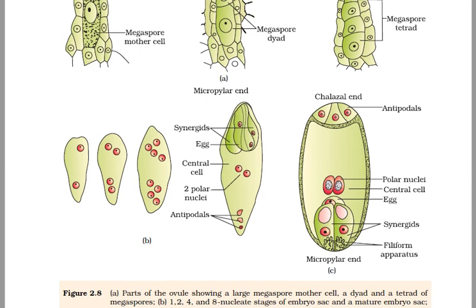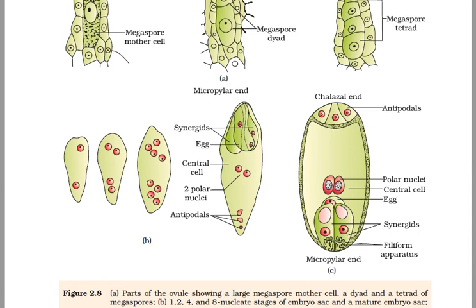As I told you just now, it undergoes 3 subsequent mitotic divisions, which give rise to the formation of first 2 cells, then 4, and then 8 cells. So 1, 2, 4 and 8 nucleate stages are formed. Now I would like to tell you that the 8 nuclei arrange themselves in 3 groups.